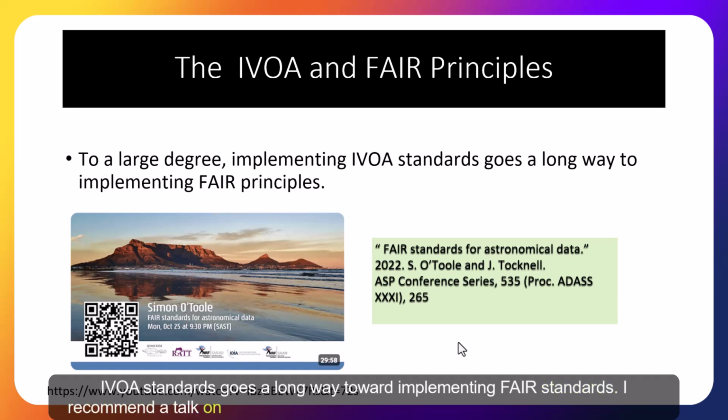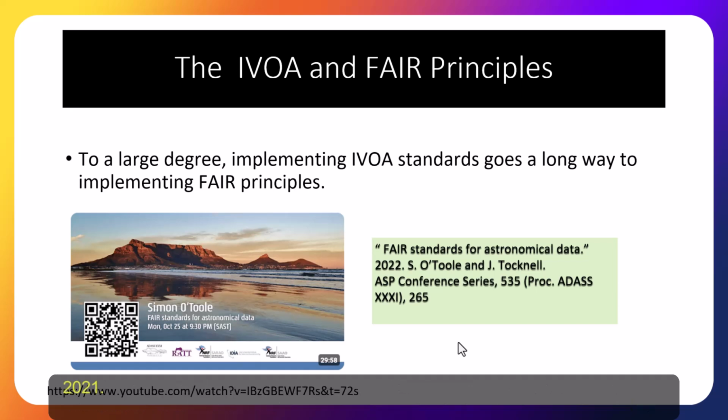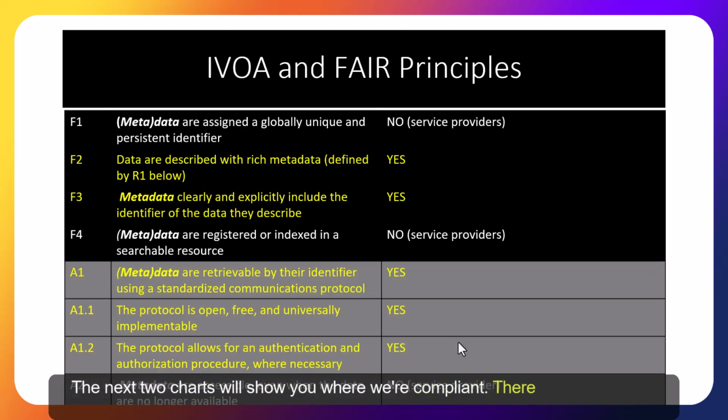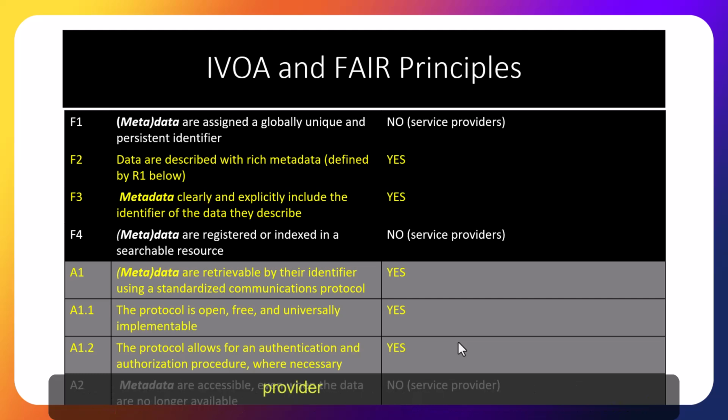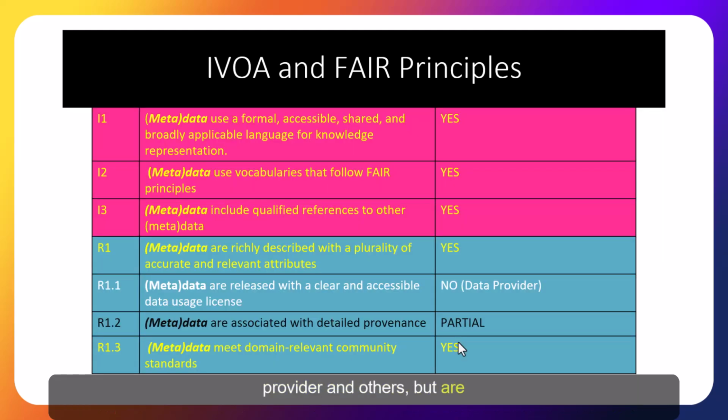I recommend a talk on this topic by Simon O'Toole, which was made at A-30 in 2021. You can watch it on YouTube. You can also read the paper in the conference proceedings. The next 2 charts will show you where we're compliant. There are a number of principles that are really out of scope for the VO. They're best left to the service provider and others that are really incomplete. For instance, 1.2, metadata associated with a detailed provenance.